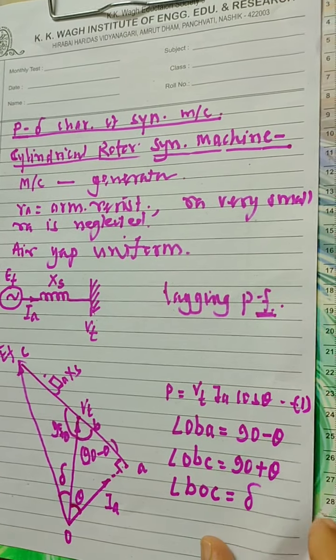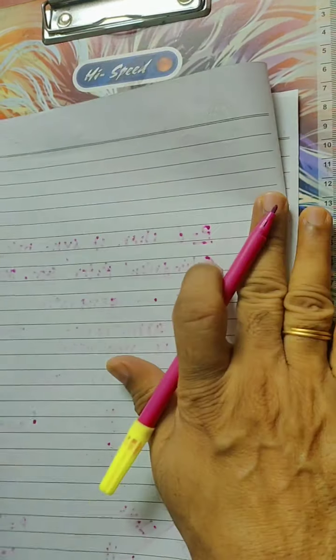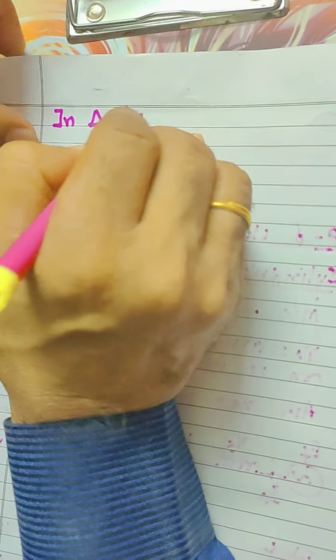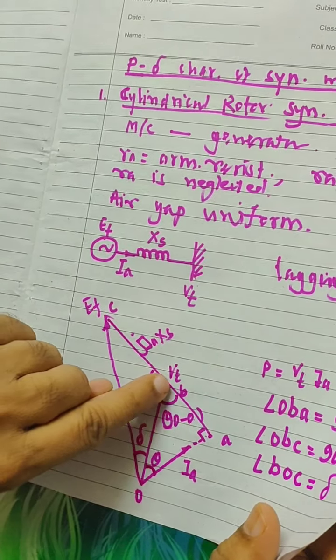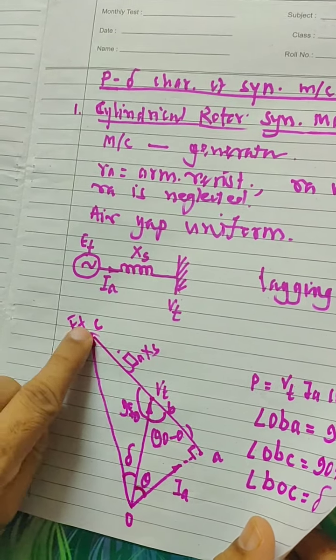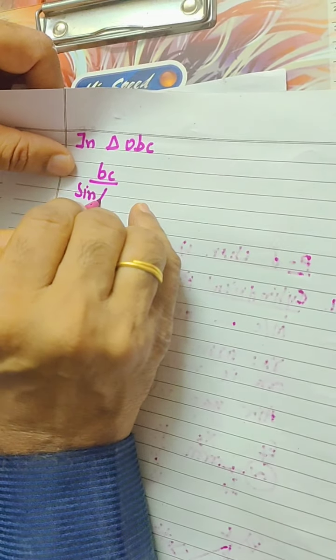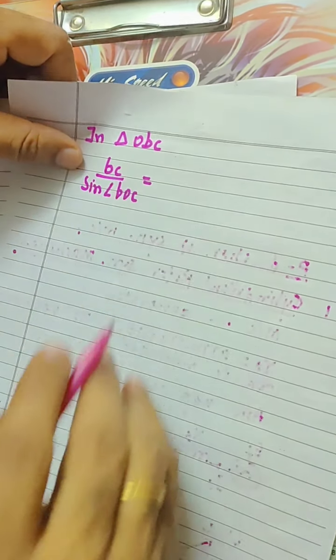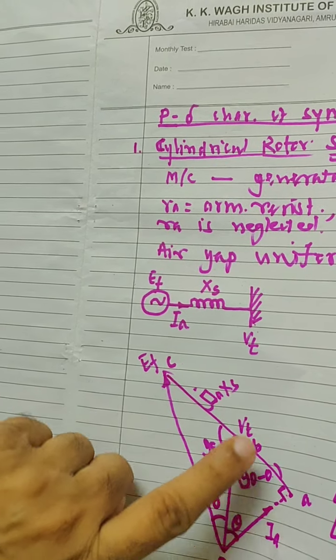Now in triangle OBC, applying the sine rule, BC upon sine of angle BOC is equal to OC upon sine of angle OBC.